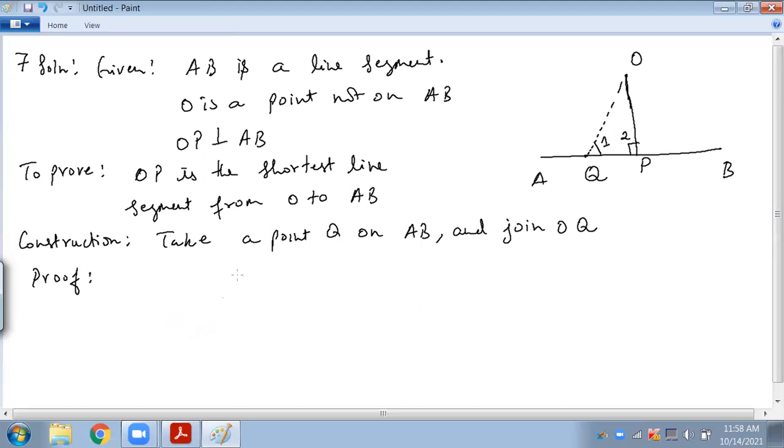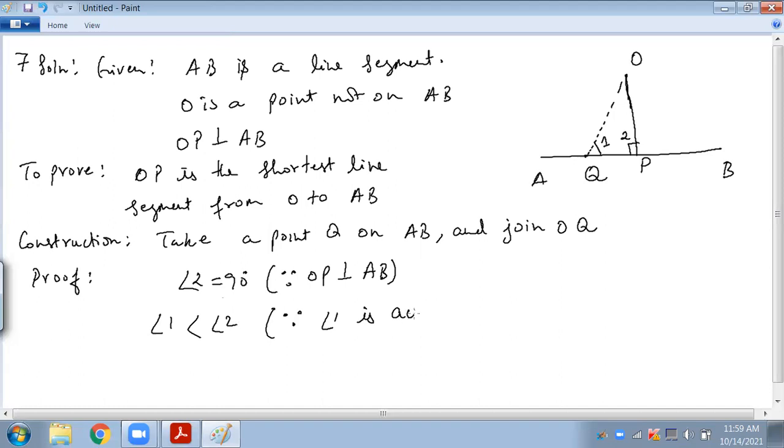So first, let's take angle 2 equal to 90. We know it will be 90. Why? Since OP is perpendicular to AB. So angle 1 will be less than angle 2. Why? Since angle 1 is acute. Now, opposite to angle 1 is OP, and opposite to angle 2 is the line OQ. So OP will be less than OQ.